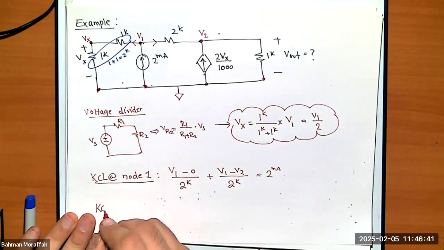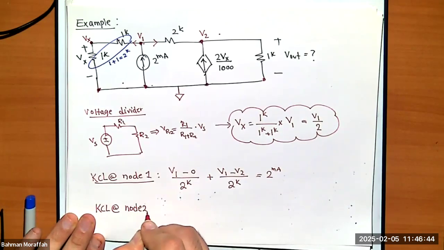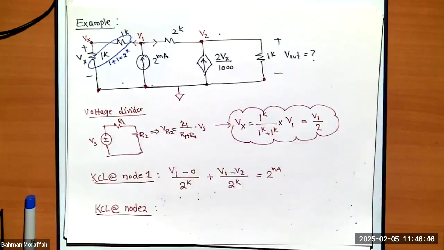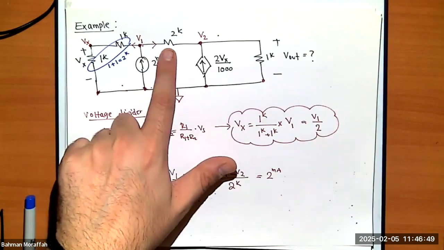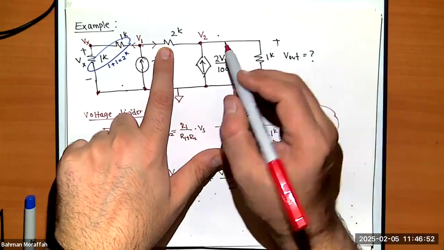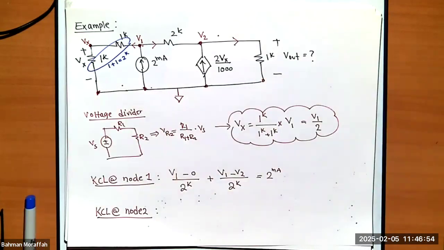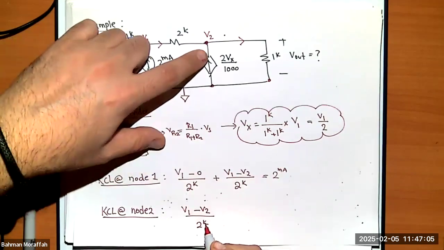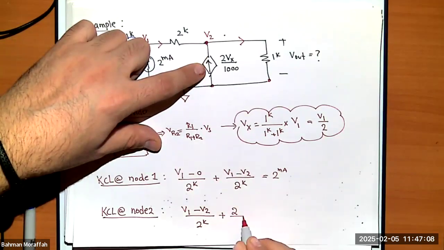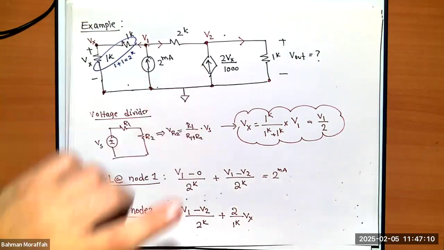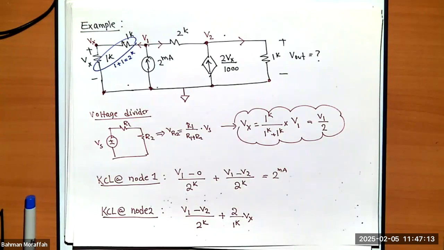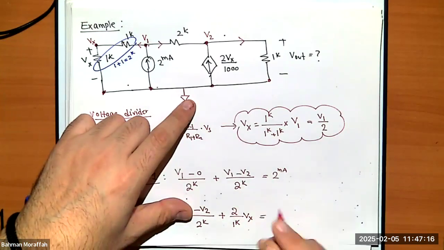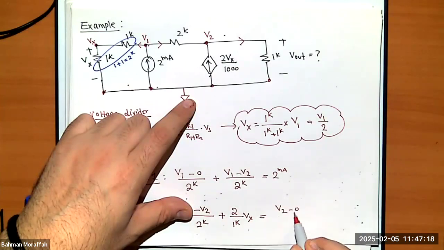How about KCL on node 2? What is it? I already decided on the direction here, so I cannot change it. But I haven't decided on this one. So let's assume this one is going out as well. Whatever current that's going in should be the same as whatever that's going out. So I have this one going in, so it's V1 minus V2 divided by 2K. This one is also going in, so I'm going to write it as 2 divided by 1K times Vx. I wrote 1,000 as 1K, right? And that should be the same amount as whatever that's going out, which is V2 minus 0 divided by 1K.